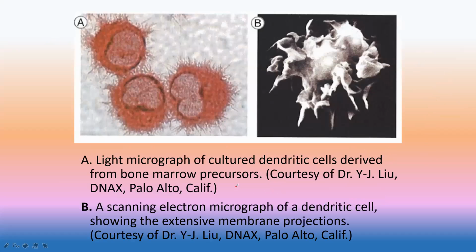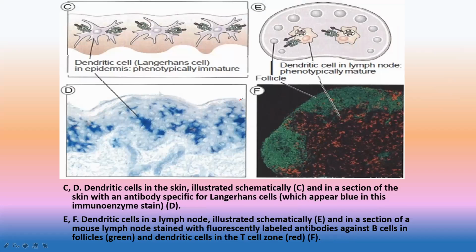What's the most important antigen presenting cell? The dendritic cell. This is a real picture of dendritic cells, an electron microscope picture. You can see they have a lot of foot processes here. These are the dendrites. Same thing here also, you can see some foot processes. So dendritic cells can work faster and can also move faster than other antigen presenting cells. That's why the dendritic cell is very important for us.